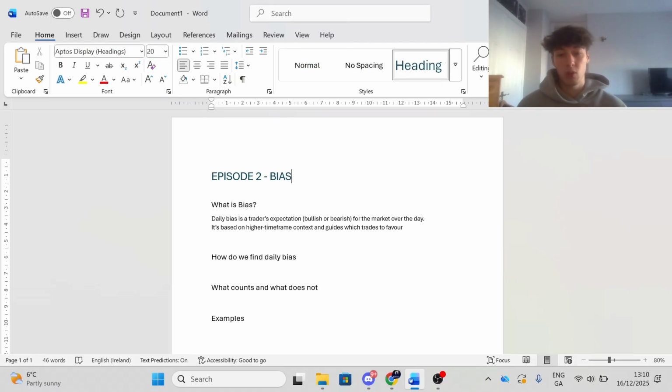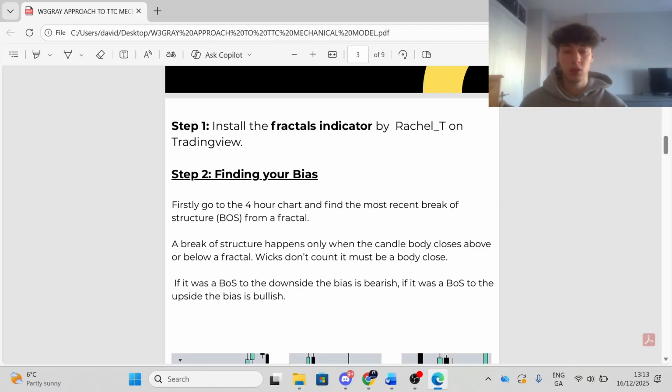So what counts and what does not count, and examples. I'm going to run through these on TradingView, and by the end of the episode, you'll completely grasp it. It's very simple. I'll show you examples of which count and which do not count so you don't get confused. As I said in the first episode, you need to install the fractals indicator. When determining your bias, you have to use the 4 hour chart and find the most recent break of structure from a fractal. If you don't understand the terminology, it's completely fine. You'll understand it a lot more when I'm actually on TradingView and show you how to do it.